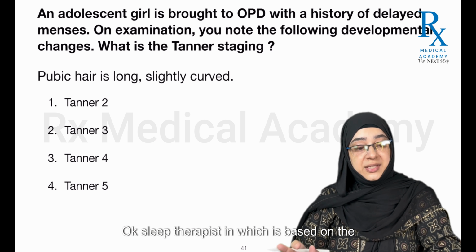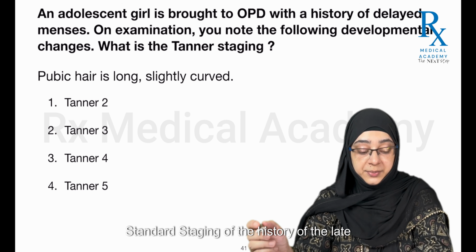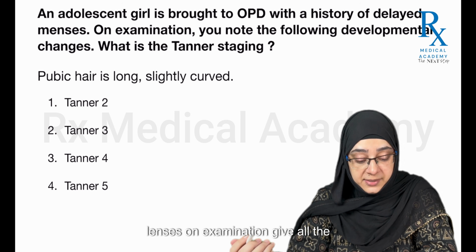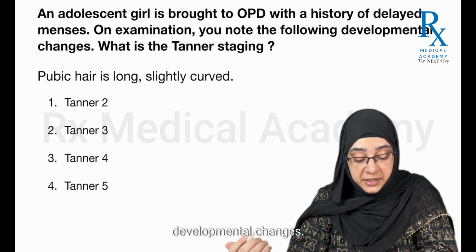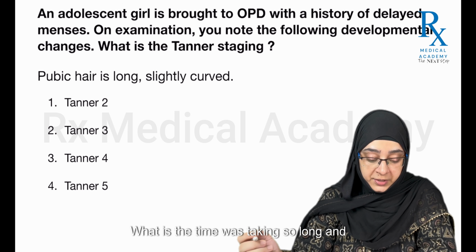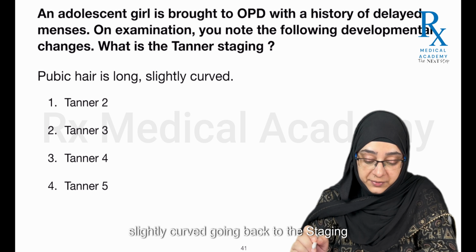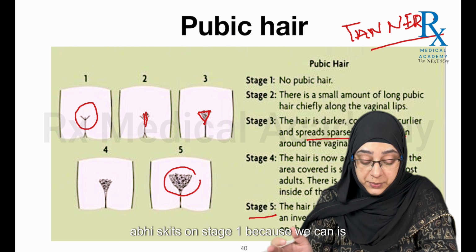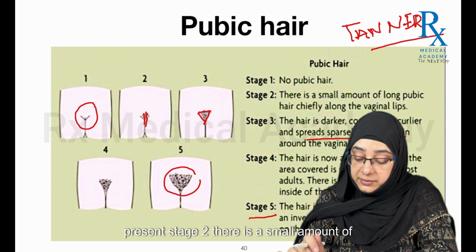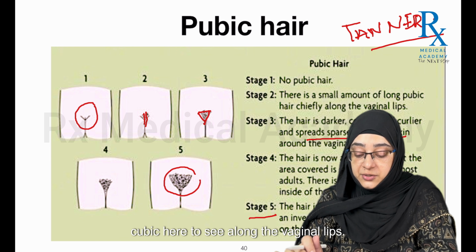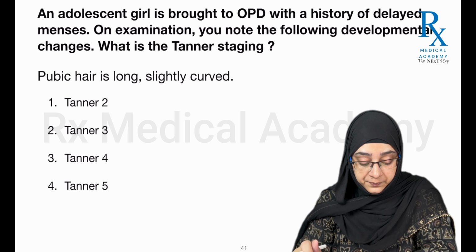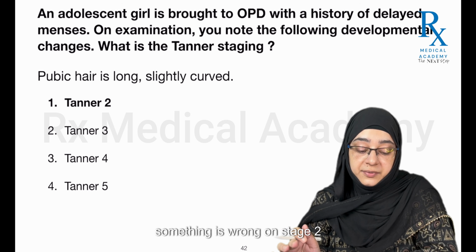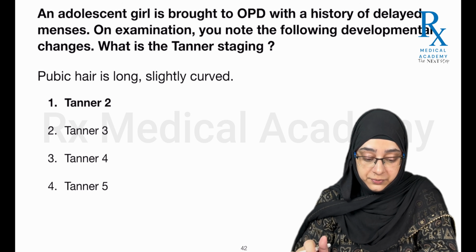Okay, so let's see a question which is based on the standard staging of the pubic hair. There's an adolescent girl who's brought to the OPD with a history of delayed menses. On examination, you note the following developmental changes. What is the Tanner staging? Pubic hair is long and slightly curved. Going back to this staging, obviously, it's not stage 1 because pubic hair is present. Stage 2, there is a small amount of long pubic hair, chiefly along the vaginal lips. So pubic hair is long, slightly curved. The answer would be Tanner stage 2.